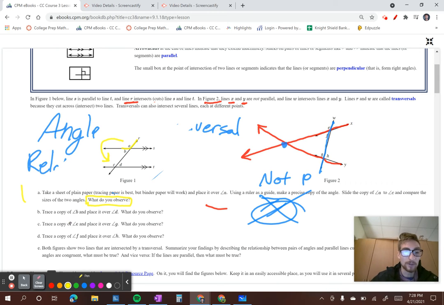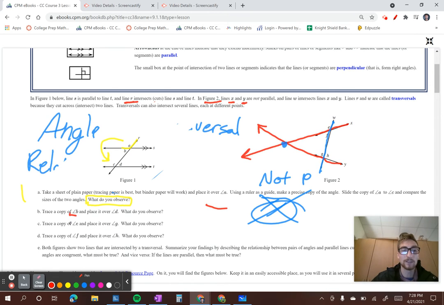And then next, you are going to trace a copy of angle B and place it directly over angle D. So now I'm going to take a paper and put it over B, trace this angle, and now I'm going to put this angle over angle D. And maybe I need to rotate it so that it fits the angle better. Hopefully that makes sense what I'm saying. Right now this angle won't fit in there, but maybe I could turn it and then it will fit in there. So what's the relationship between those two angles?